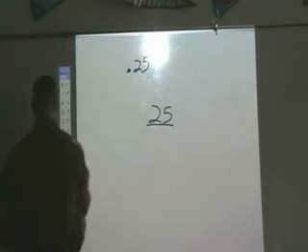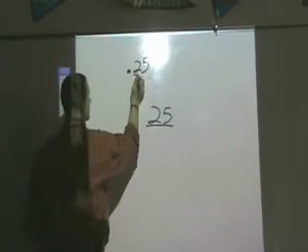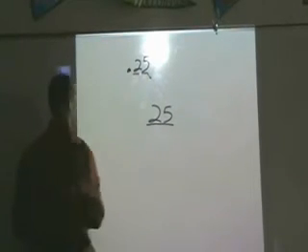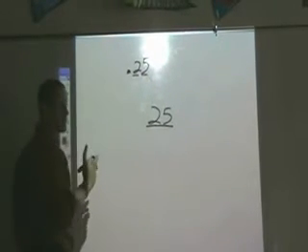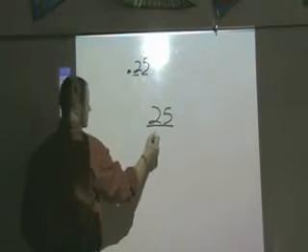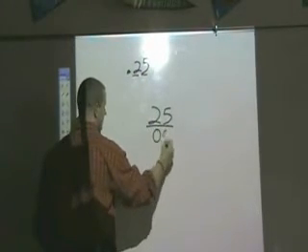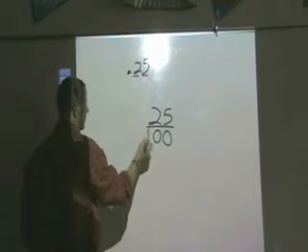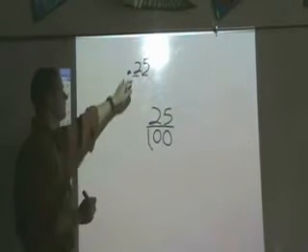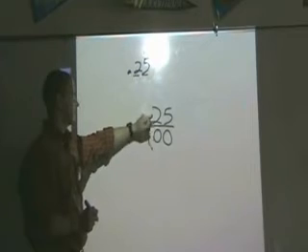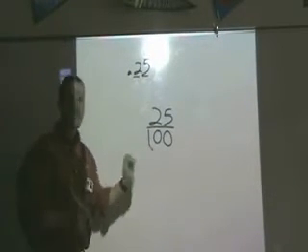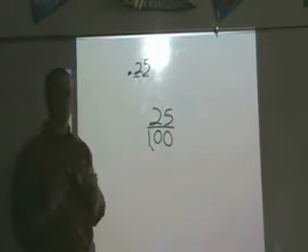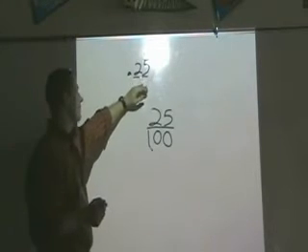I have the tens and I have the hundreds. So that's 2 place values. Those 2 place values are going to represent zeros down here. And your decimal will always represent the 1. So 25 hundredths represents 25 over 100. Okay? That's one way to teach the students this, for those who like to see it visually.